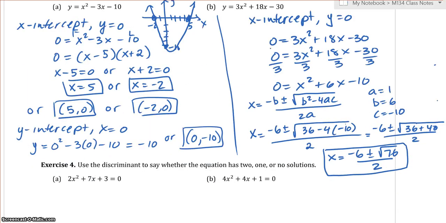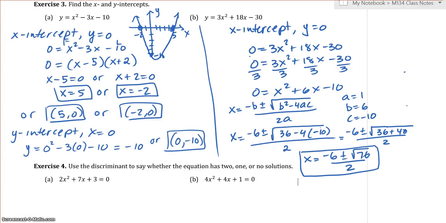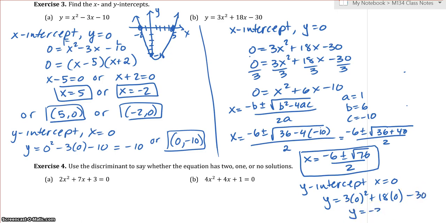See, I ran out of room for the y-intercept. Let's see, let's make this a little smaller. Maybe do it down here. The y-intercept is when x is 0. So if I go back to my original and plug a 0 everywhere there's an x, you get the answer -30. So this is the x-intercept, y-intercept. The first one's the x-intercept.